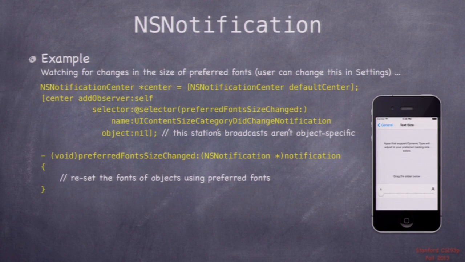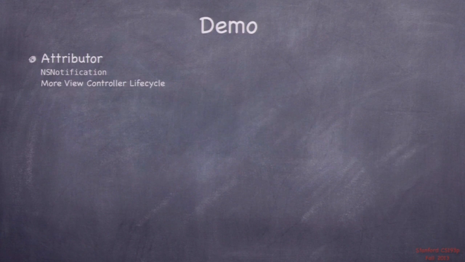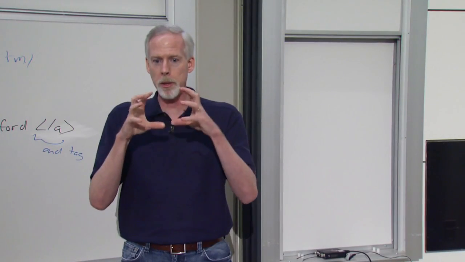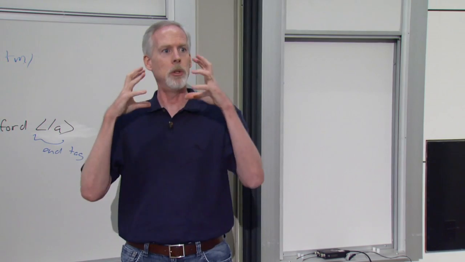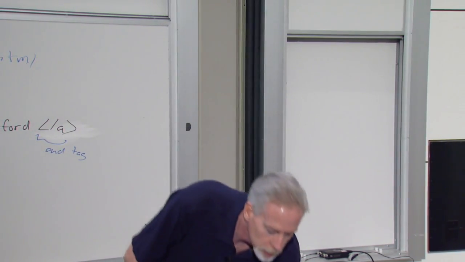So let's take a look at how we would add that to Attributor, because Attributor uses preferred fonts, and if we change the font size, we want the body and the headline both to change to the bigger or smaller font. So let's do that. I'm going to go back here to Xcode.